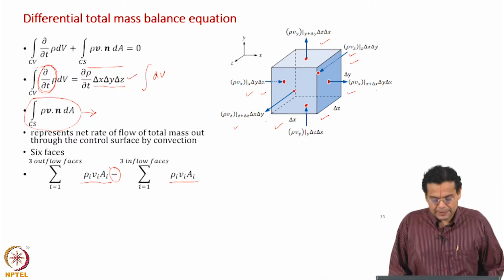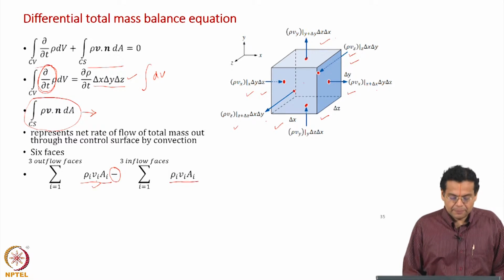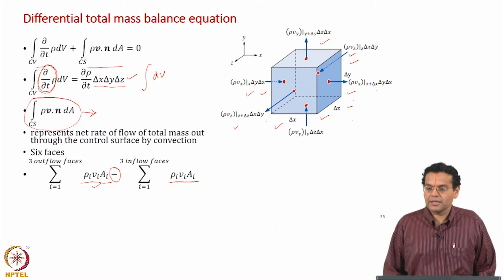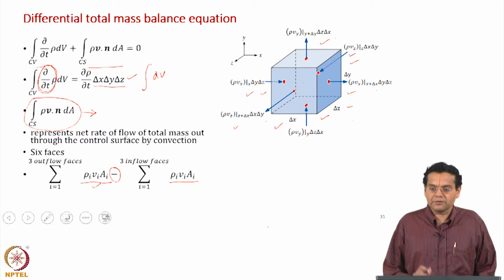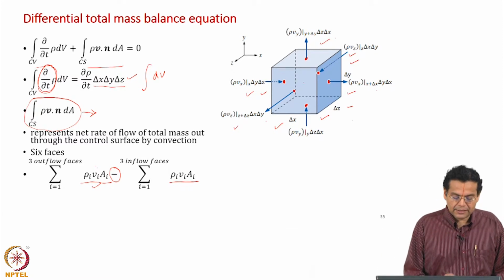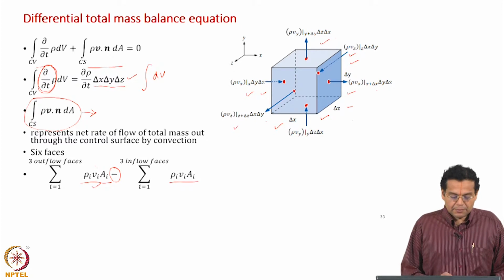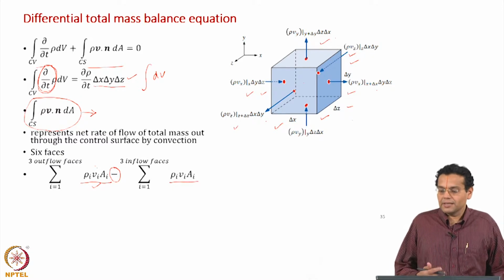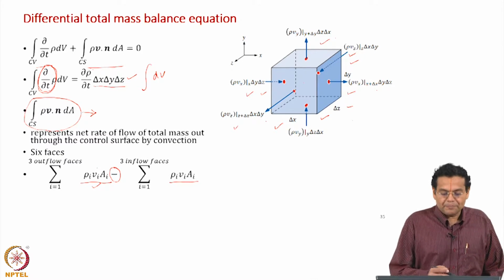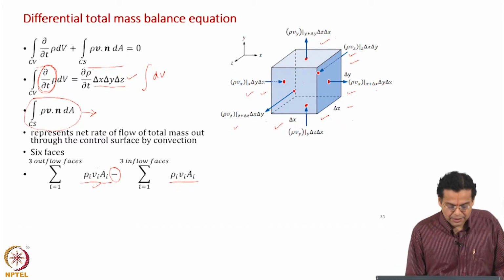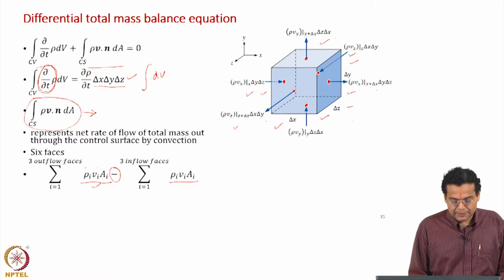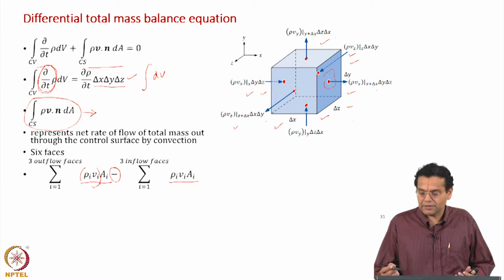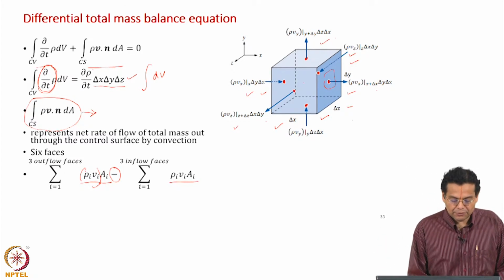Now, the second point is that this expression is valid when the velocity is perpendicular to the face. For all the 6 faces shown here, the velocity is perpendicular to the respective faces. That is why we are writing this expression. Thirdly, we can write this expression when the density and velocity are uniform across the area. Just like we said rho is some average value in the volume, similarly rho i V i has some average value over any of the faces. That is why we write it in terms of rho i V i into A i.